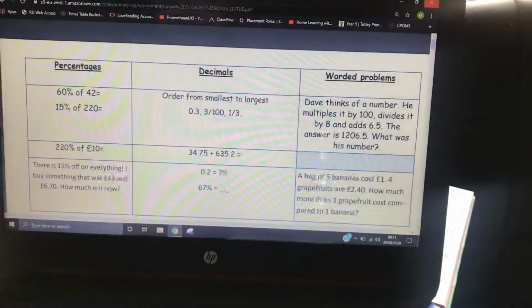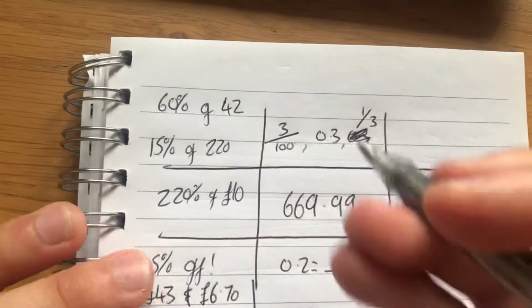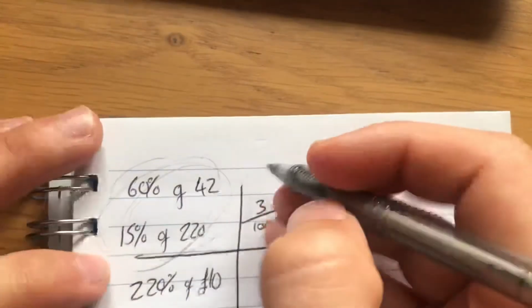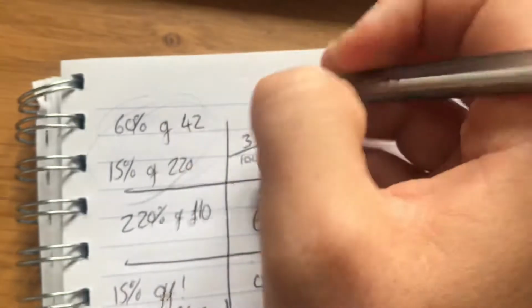So let's have a little look at what we're doing. So the percentages, like I've been saying to you guys on the videos and guys that are in the hub at the moment, are really important ones. Are we cracking these ones here? Okay, so I've scribbled on here already. Oops, just hit the camera as well. Great start. So 60% of 42.